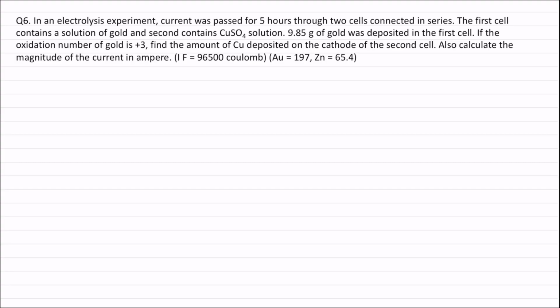1 Faraday is equal to 96500 coulomb. Atomic weight of gold is 197. Now in this question, atomic weight of zinc is given here as 65.4, but in the question we will need atomic weight of copper. So atomic weight of copper is equal to 63.5.